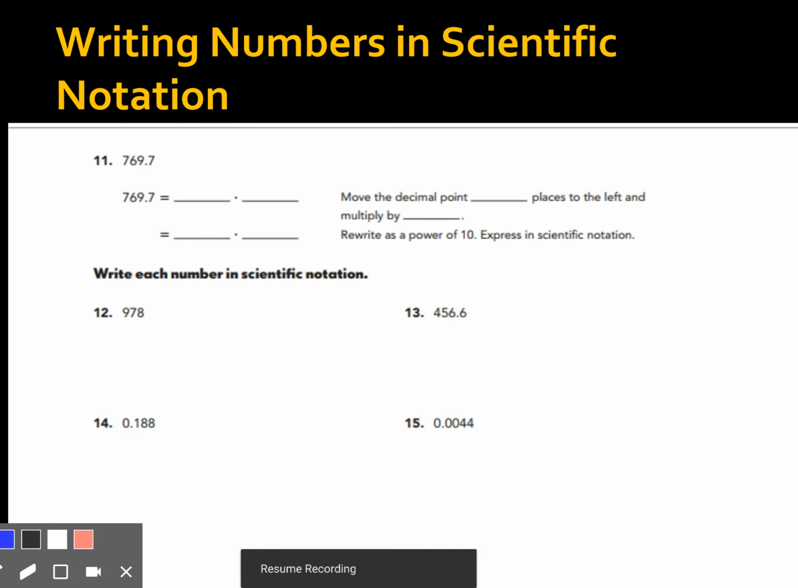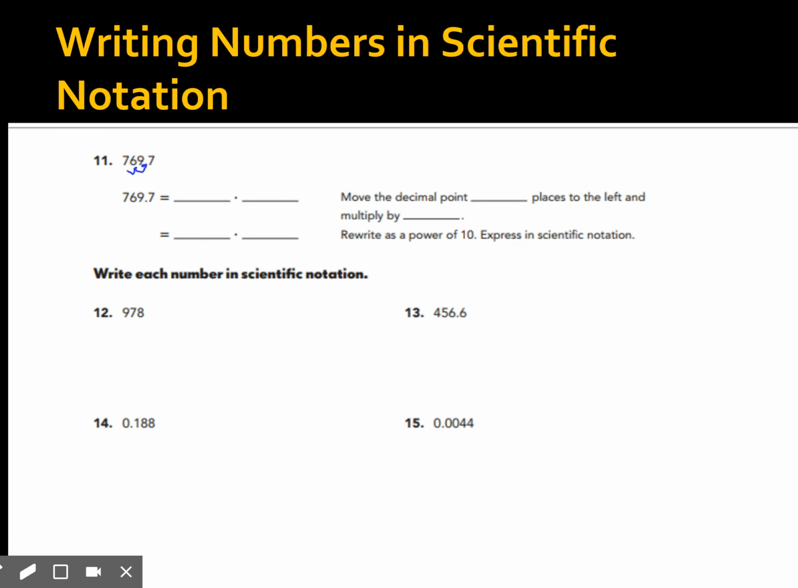So let's do a practice one here. I have 769.7. I need to make this into scientific notation, so I'm going to move my decimal so that I only have a digit in the ones place and that everything else is in the decimal places. So I'm moving it 1, 2 spaces to the left. So that would be 7.697 times 100.